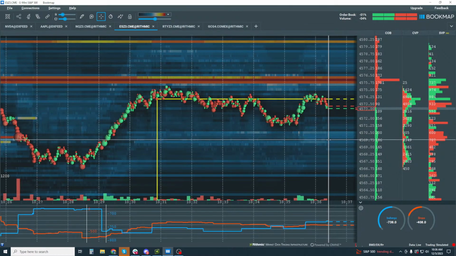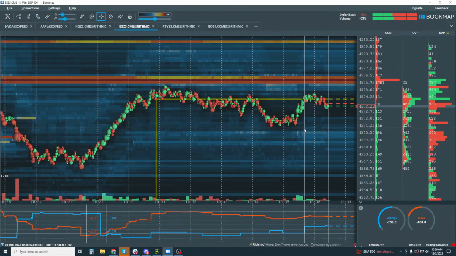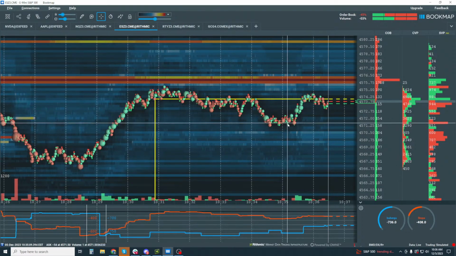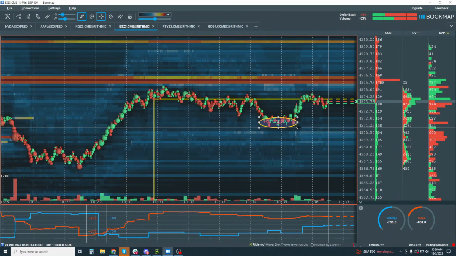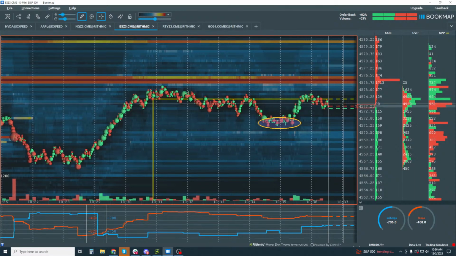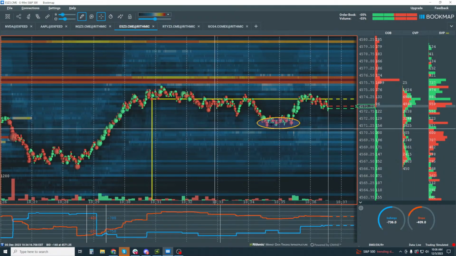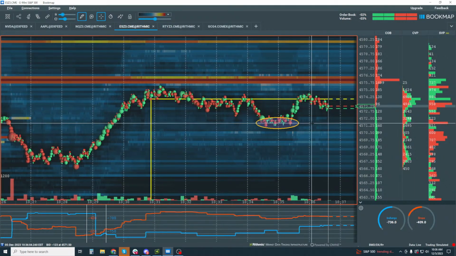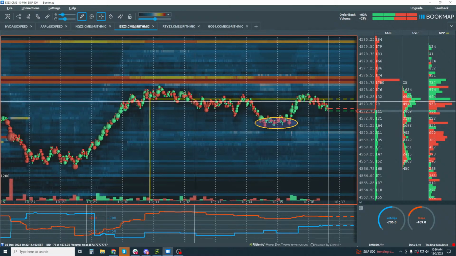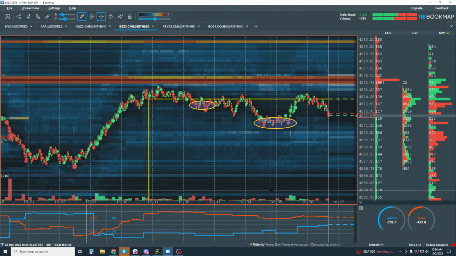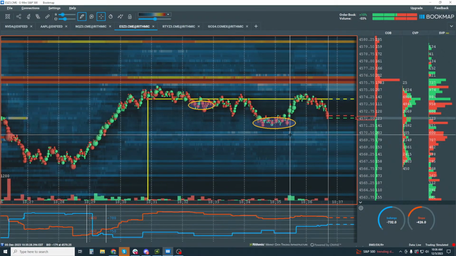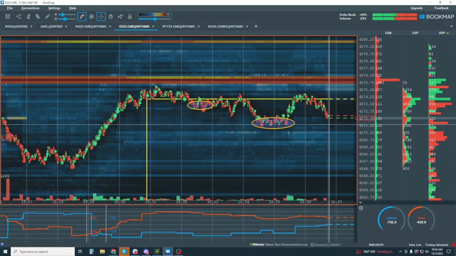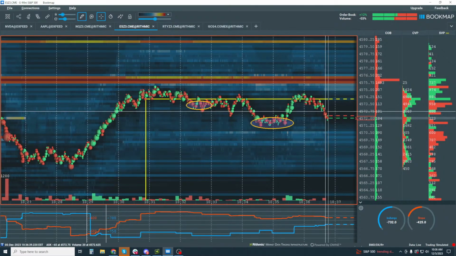So what will help on that? What will help a lot is trapped sellers in certain areas here. I don't see a whole lot; there's some in here perhaps, but not a whole lot right now. You can see we're kind of just going back and forth.